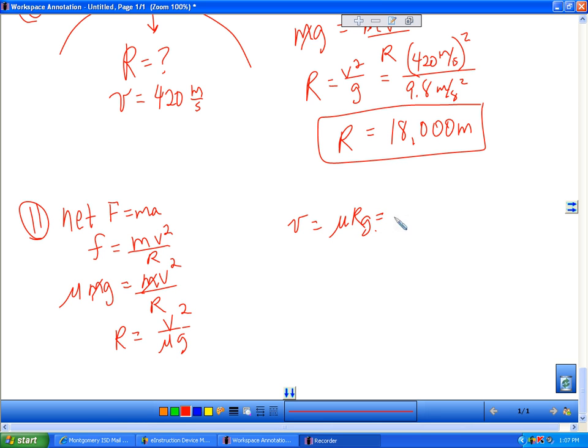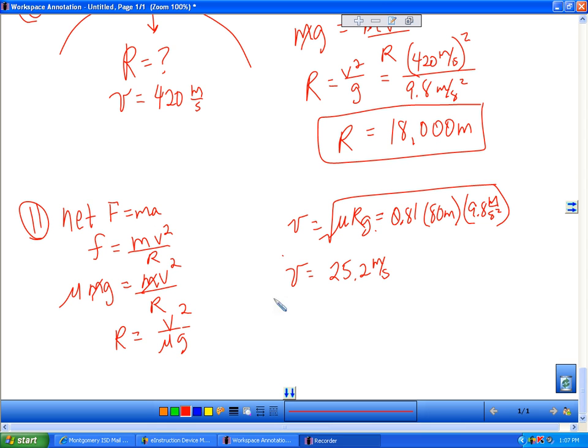Mu is 0.81. The radius of the road is 80 meters. And gravity is 9.8 meters per second squared. So I want the square root of that. So v is going to be equal to that value. When I take the square root of that, I got 25.2 meters per second for the maximum speed that I can safely maintain on that curve.